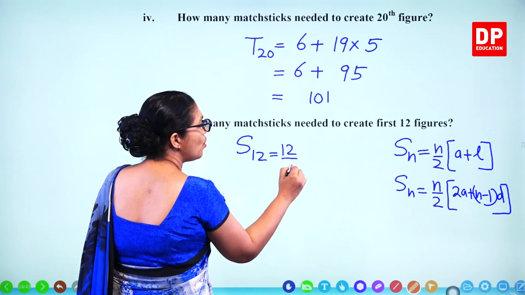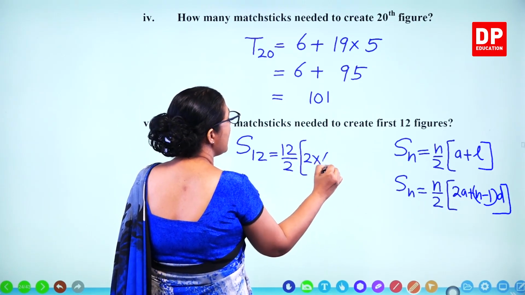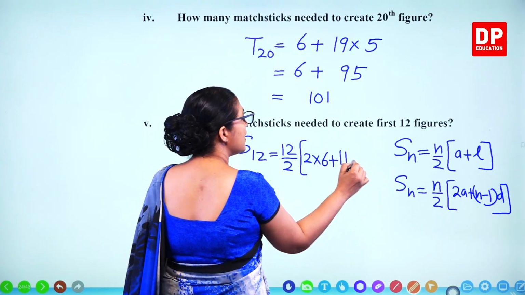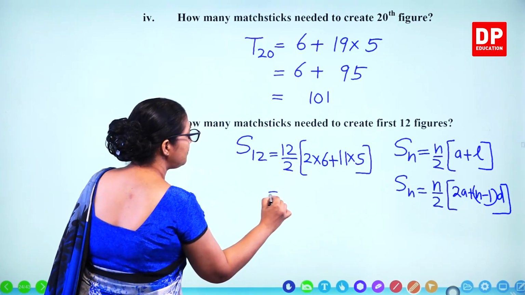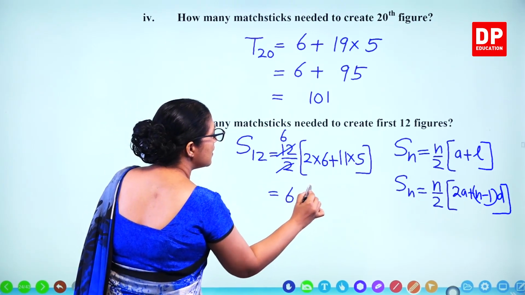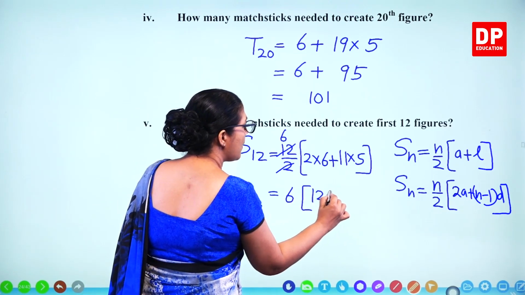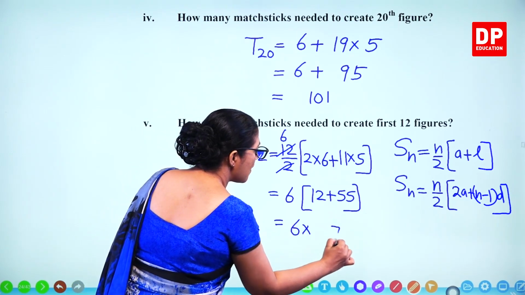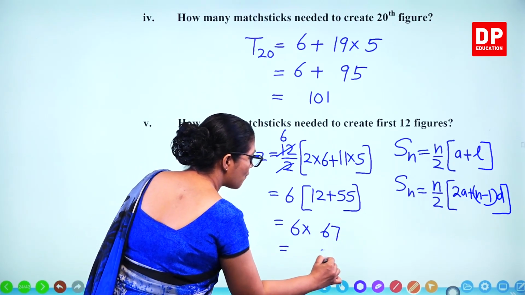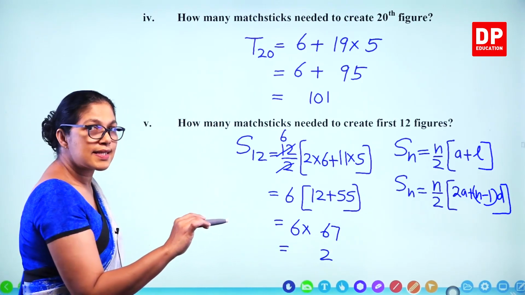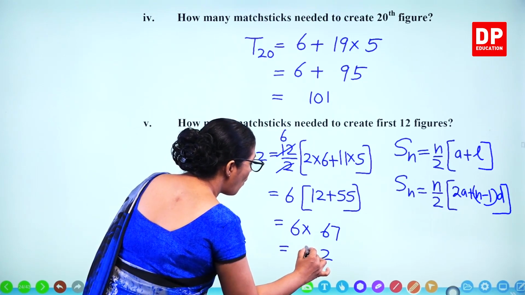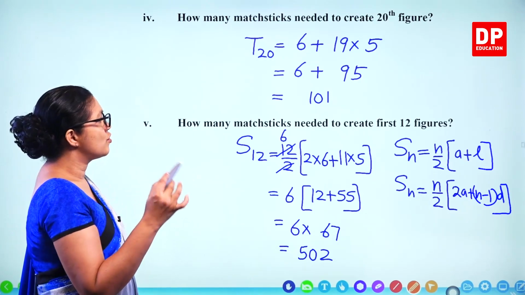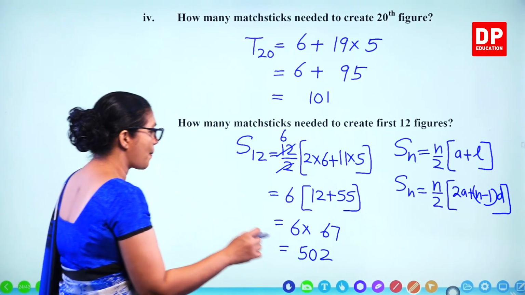So 12 over 2 times 2A. A is 6 plus n minus 1, that's 12 minus 1, 11, times D, that's 5. 2 times 6, that's 12, plus 55. What do you get? 6 times 7, 42. 6 times 6, 36, plus 4, 40. So 402 matchsticks altogether are needed to create the first 12 figures.